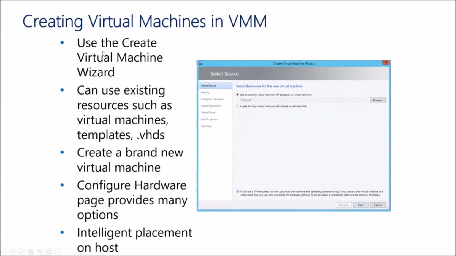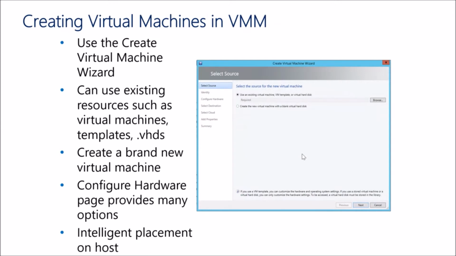But before we talk about cloning, let's talk about creating a virtual machine in VMM, Virtual Machine Manager. The wizard looks different, but the choices are very similar. When we create a new virtual machine, we use the Create Virtual Machine Wizard, which walks us through all the requirements. You can accept the defaults or make modifications. You can use an existing resource such as a machine template.